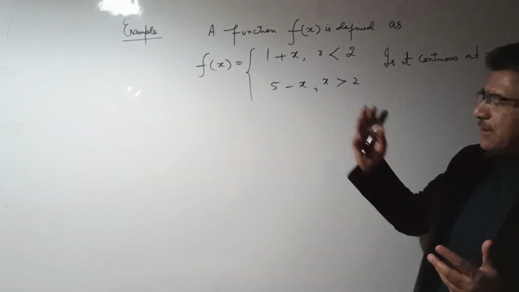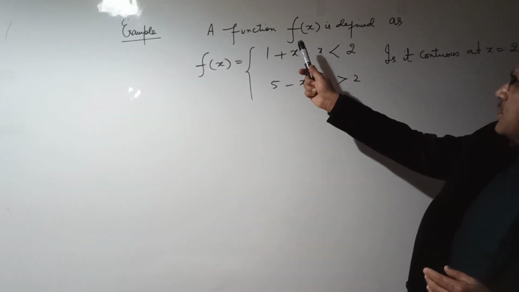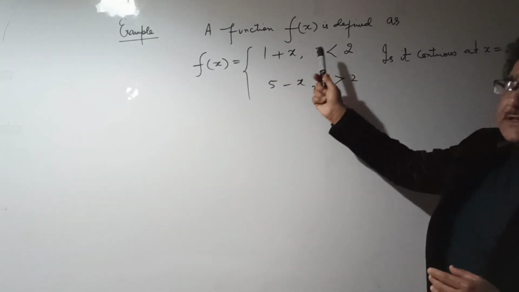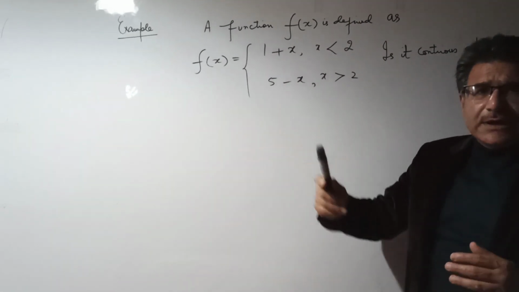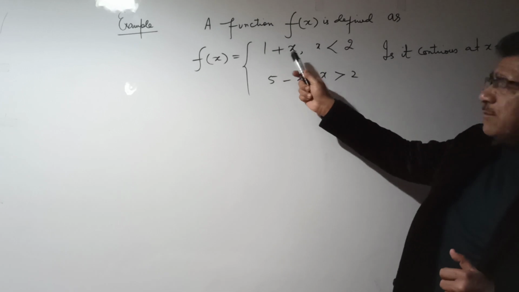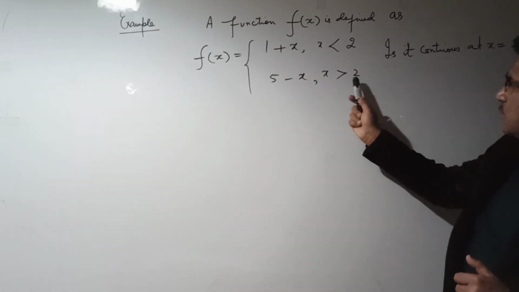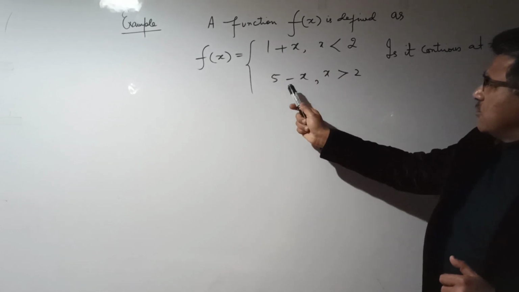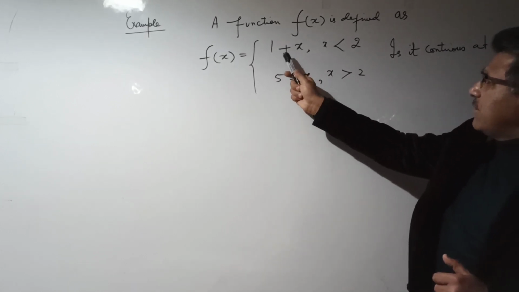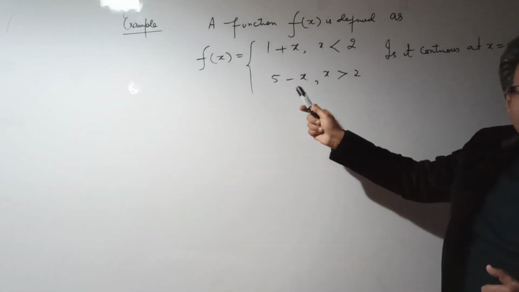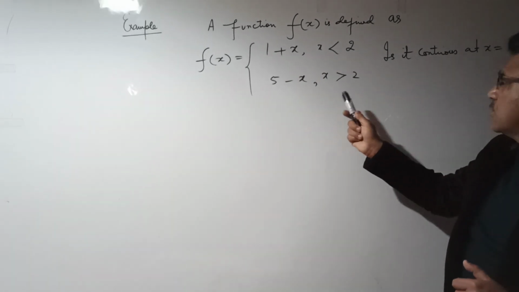Now we'll take an example. A function fx is defined as, now this is the piecewise function, 1 plus x when x is less than 2, 5 minus x when x is greater than 2. So ये हमने ब्रेकअप में दे दिया, दो फंक्शनों का ब्रेकअप दिया है. ये फंक्शन का ये है 1 plus x when x is less than 2. It is 5 minus x when x is greater than 2.